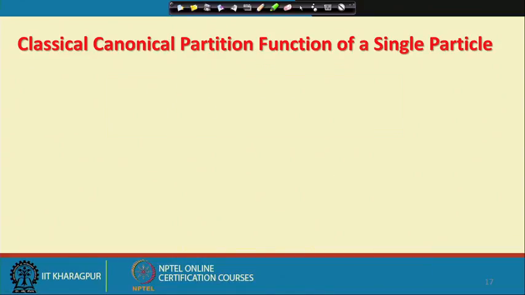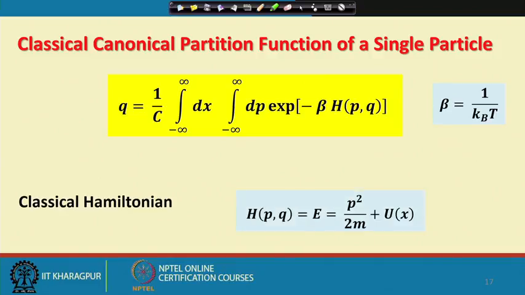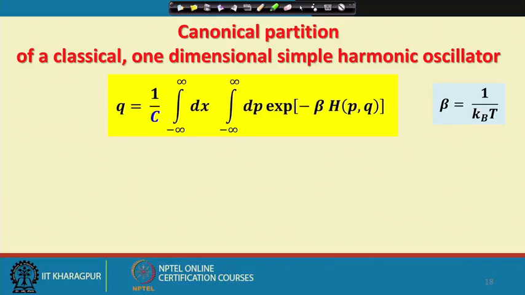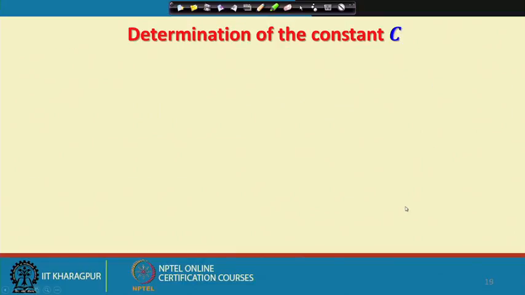So, this brings us to the expression for a classical partition function of a single particle, which we have already discussed. And here let me remind you that I am using beta as the inverse of kT and the classical Hamiltonian as the total energy, kinetic energy plus the potential energy, which in the case of a simple harmonic oscillator we already know how to write down.